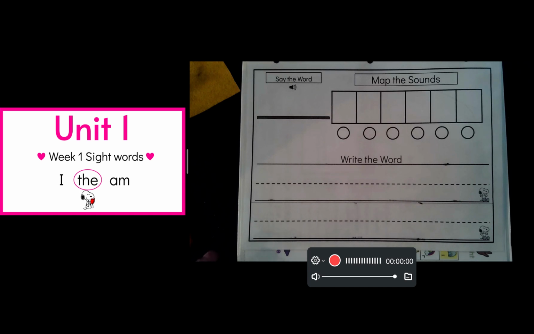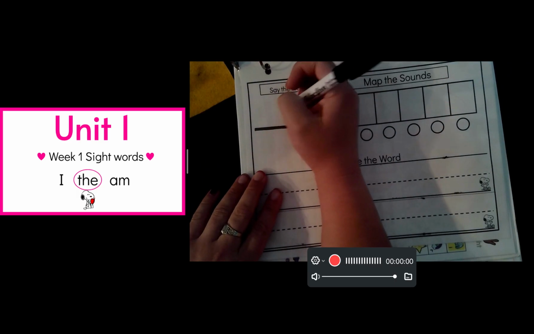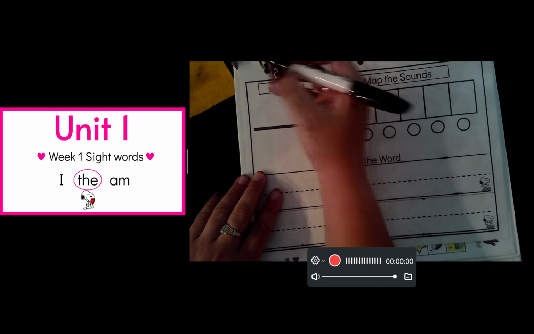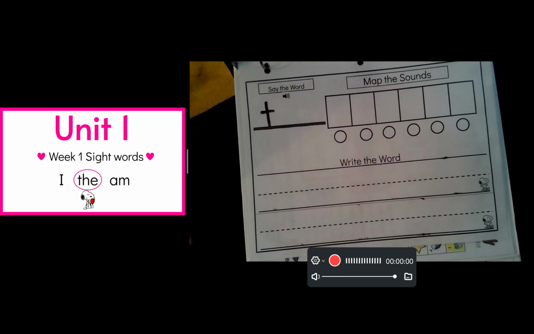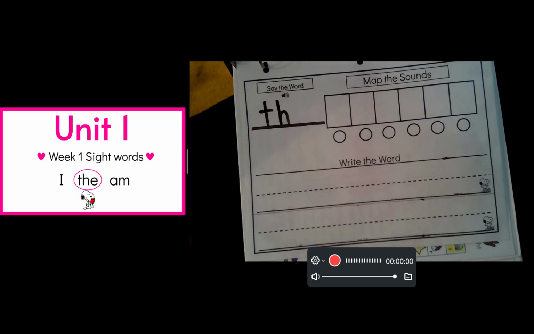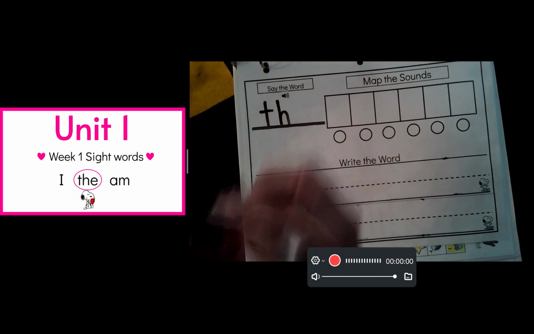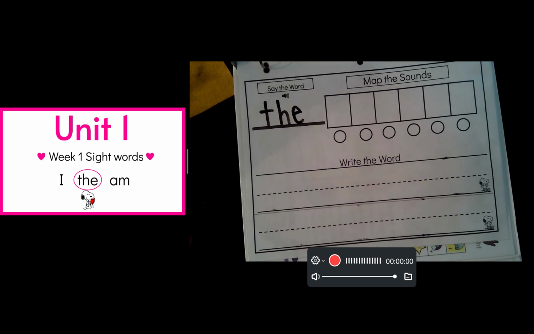The cat sits on top of the couch. The. Let's go ahead and write that word. Let's spell it as we write it. T, we're using a lowercase t. H. E. The.